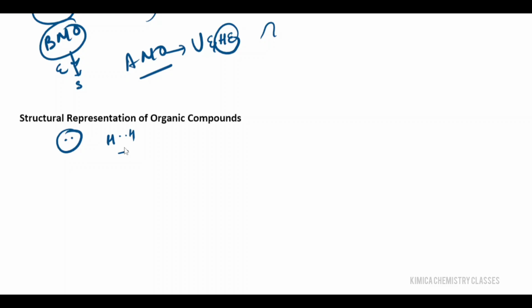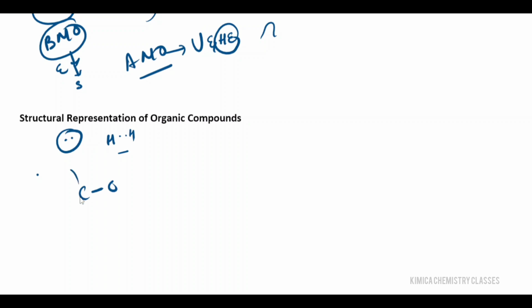So there are more structures, right? We can take one example. Let's understand the dash structure. A single dash is a single bond, a double dash shows a double bond, and a triple dash means a triple bond. So there are different types of structures we can show here. Like in ethane, what happens?